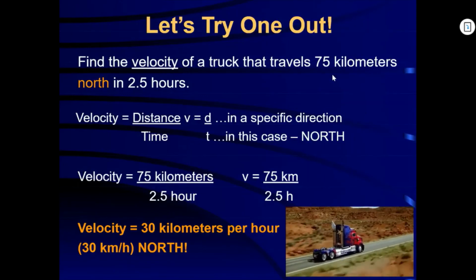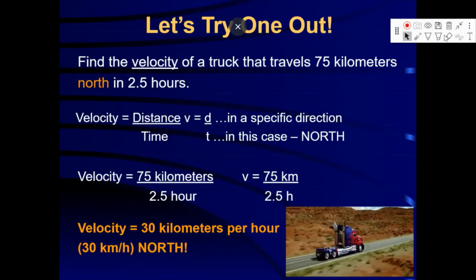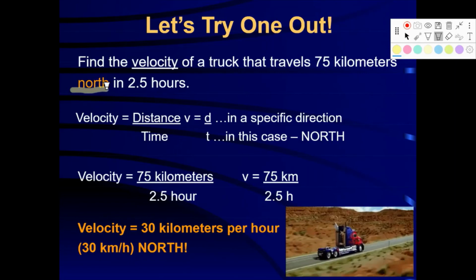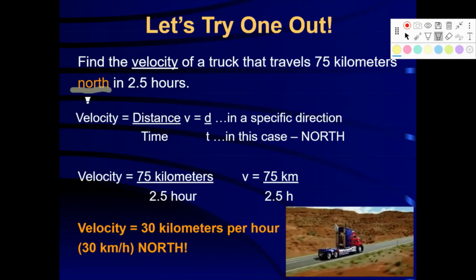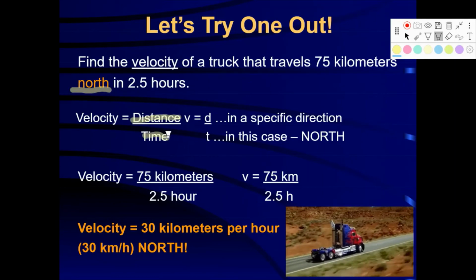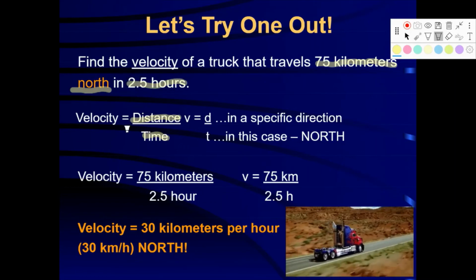Find the velocity of a truck that travels 75 kilometers north in 2.5 hours, right? So basically, this is just like our speed problem, except here they are giving you this right here. And they actually put it in that orange color, and I'll just highlight it again. They're giving you the direction, right? So again, pretty much just like speed, like it shows you right here, distance divided by time. And we see that the distance here is 75 kilometers. So this is going to be on top, right? This is a numerator. And here the denominator, the one on the bottom, is 2.5 hours.